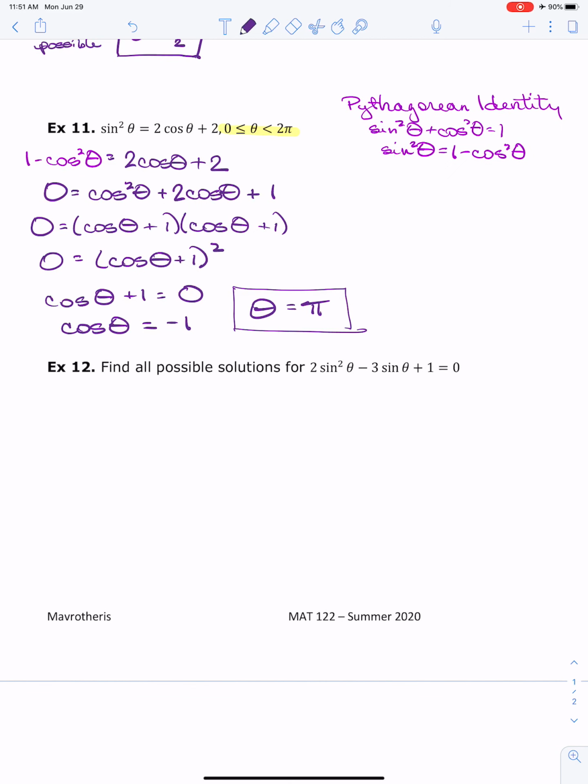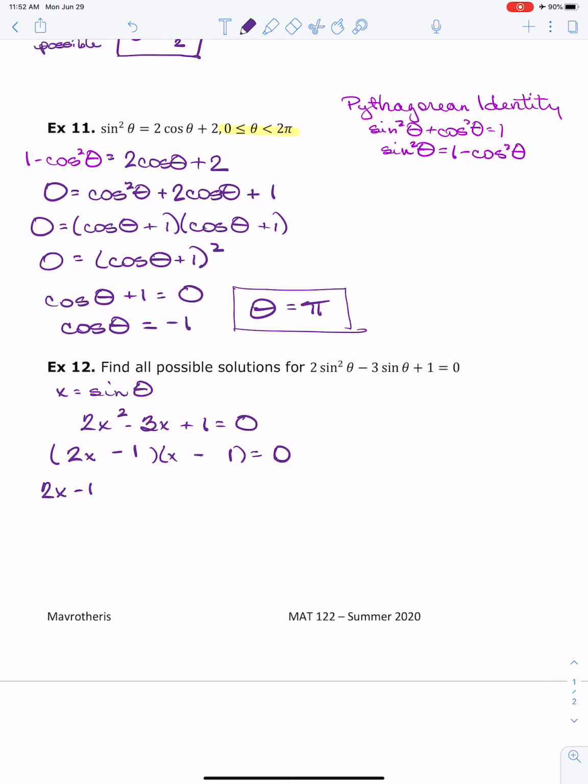Example 12, we want all possible solutions for 2 sine squared theta minus 3 sine theta plus 1 equals 0. Okay, and so I'm not crazy about the numbers in front of the sine. I'm going to rewrite this with x in place of sine theta. I get 2x squared minus 3x plus 1 equals 0. Gives me a 2x and an x. 1 and 1. They've got to multiply to give me a positive 1, so they're either both positive or both negative. Add to give me a negative 3x, so I know that both of these have to be negative.